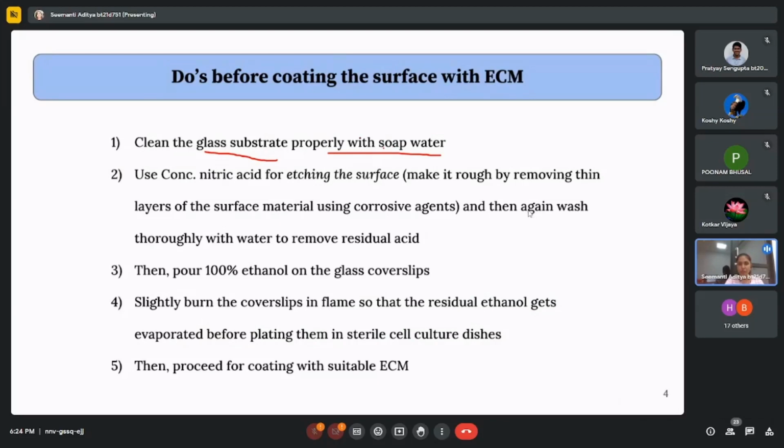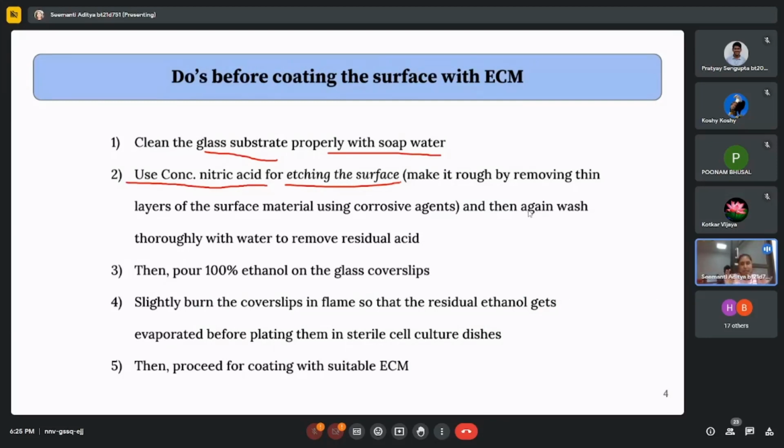So first we clean it with soap water, and then we rinse it properly with normal water. After rinsing it with normal water, before coating, we need to use concentrated nitric acid for etching the surface. So what do we mean by etching the surface? Generally the first layer of glass is not very uniform. So etching the surface will make it a little more rough, and if we make it more rough, then when we are coating the ECM, it will be properly held. If it is too smooth, then the ECM will slide away.